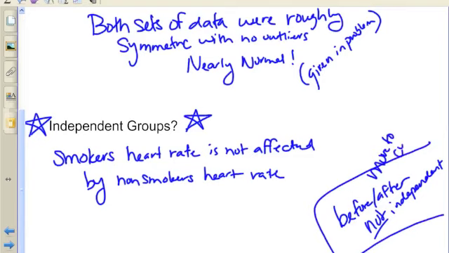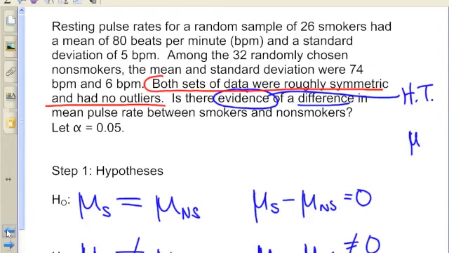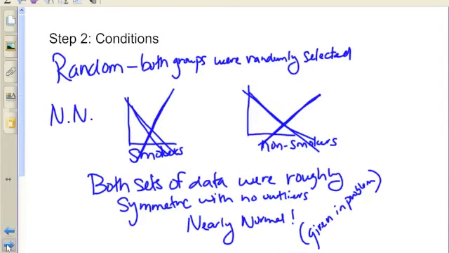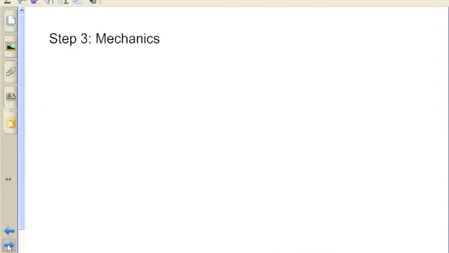More to come. But you need to watch out and verify that the groups are independent. If not, don't you dare do Chapter 24, okay? You have my permission to skip the problem if it's not independent, at least until I teach you what to do. All right, so let's recap. We have written out our hypotheses. We have checked our conditions. We're ready to move on to our mechanics.